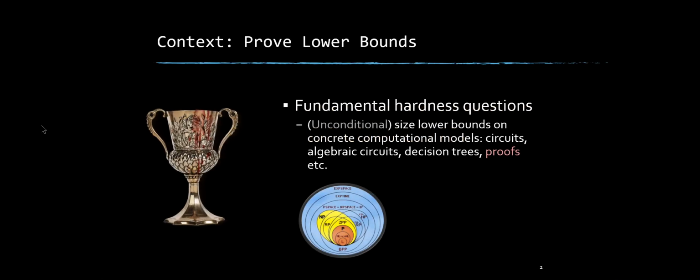Let us discuss first the context of this work. So the context is the attempt to prove these big lower bounds. And these are the fundamental hardness questions in complexity theory, namely unconditional or sometimes conditional size lower bounds on concrete computational models such as circuits, algebraic circuits, decision trees, and in our case, it will be proofs and propositional proofs, with the ideal goal, of course, to separate complexity classes like P versus NP and so forth. So this is the context of this work.